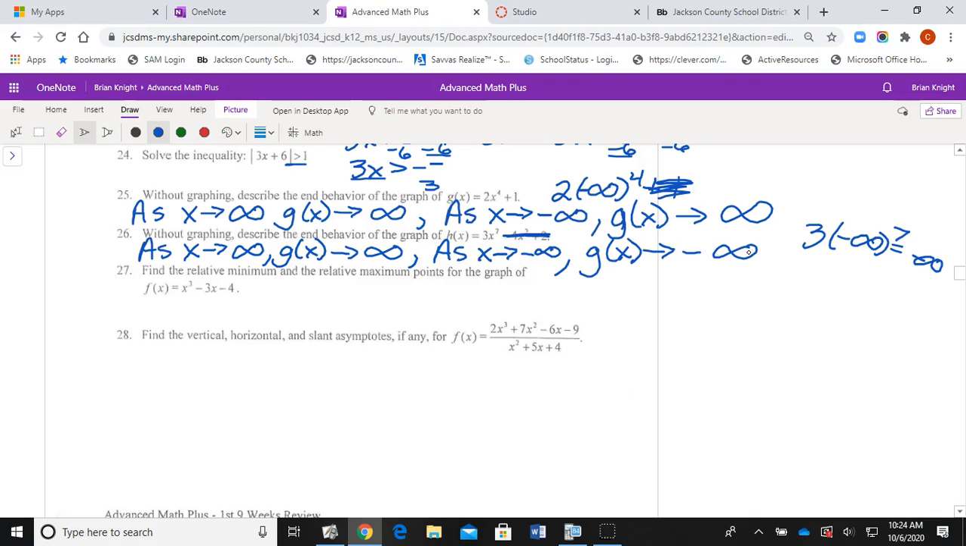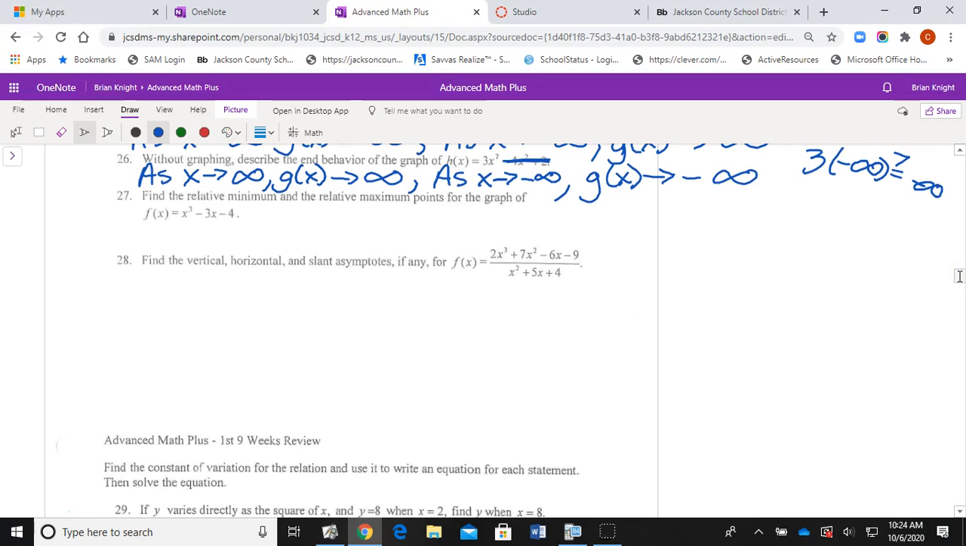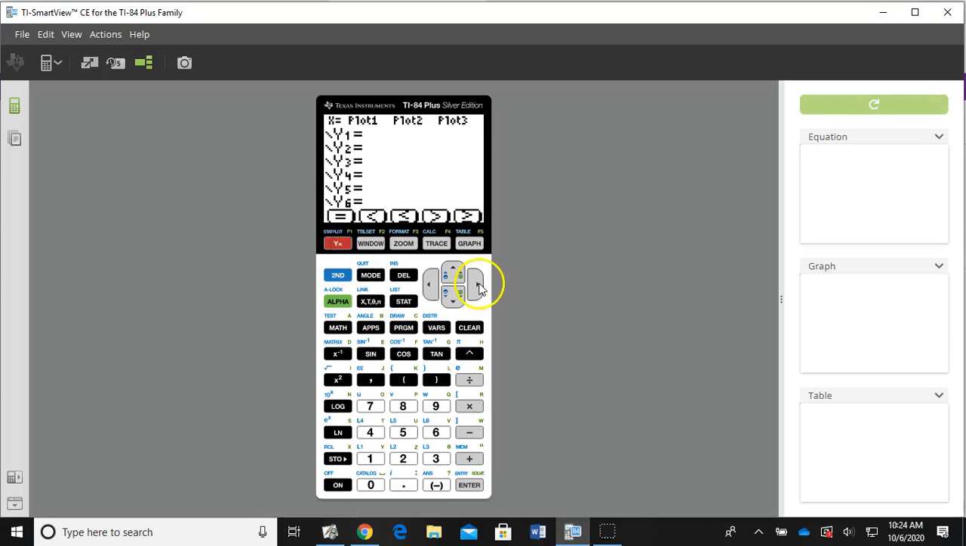27, you're finding the relative minimum and relative maximum points for this graph. That's a calculator problem. So we're going to graph it. Go to y equals and graph that equation. Make sure I read it correctly. It's x to the third minus 3x minus 4. And we hit graph. And here is my maximum right here. Here is my minimum. And you just let your calculator find it for you.